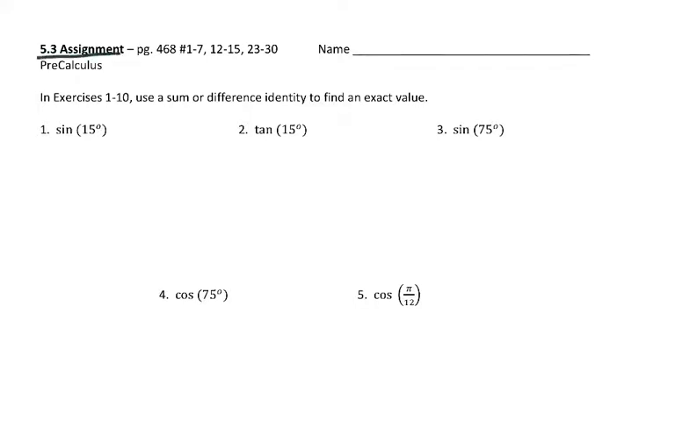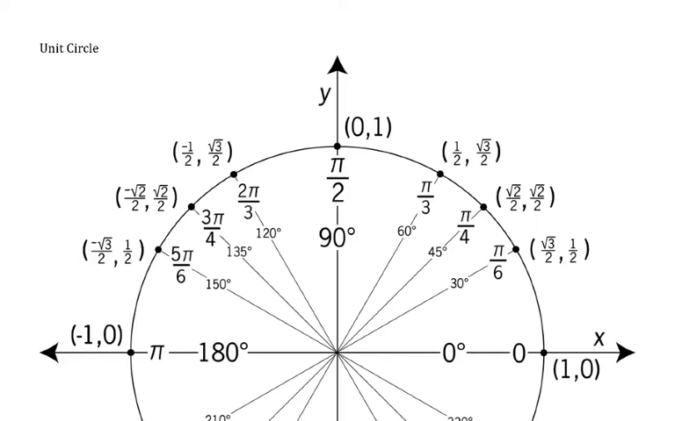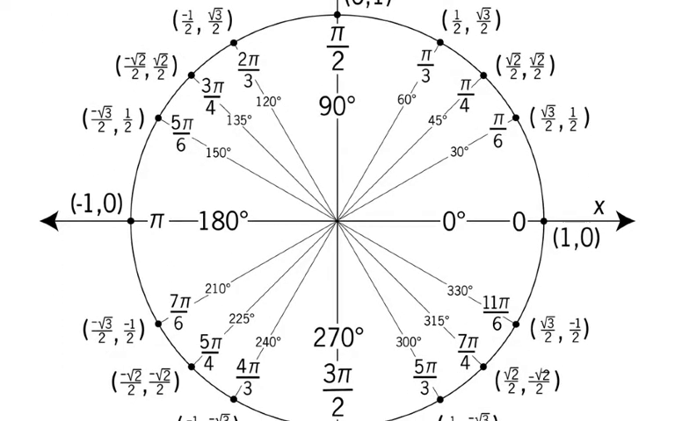Alright, so here we are with our 5-3 assignment using those identities that we just talked about of adding angles and subtracting them. So first thing that we're going to do is sine of 15. So all we need to do is go to our unit circle and identify which of these can make 15. I feel like we did this one in the notes, but either way. So let's do 45 minus 30, since that is 15.